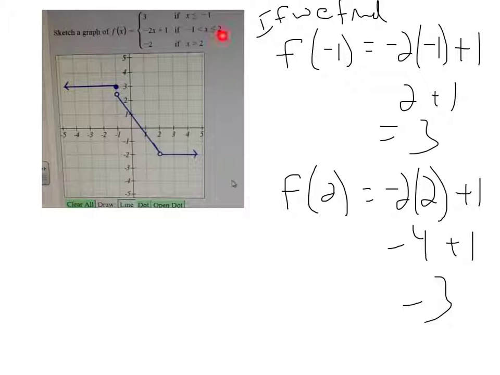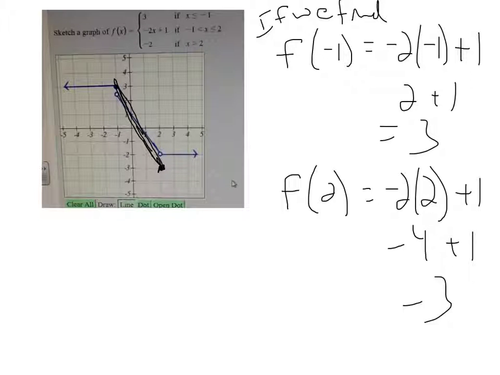Now on the other end, it's at 2, and we're supposed to be using this function when x equals 2. So when I drop 2 into that equation, I'm going to get -3. So where you went wrong here is we should be having at 2, we should be way down here at -3.